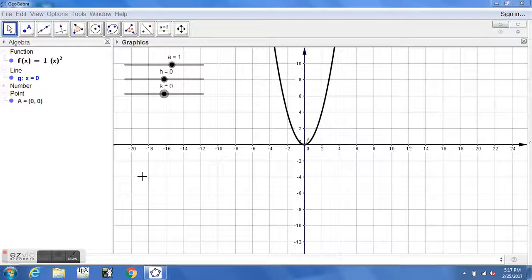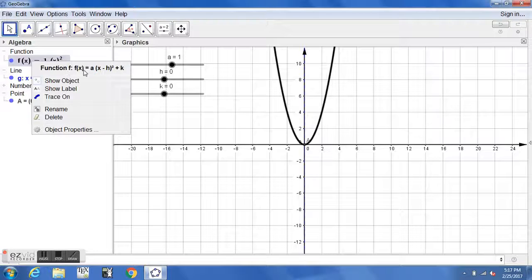Okay, so I'm going to go ahead and explain transformation to a parabola, and I'm going to explain how I have the screen set up first and foremost so you understand what's going on here. Right over here I have a function, f of x equals a times x minus h squared plus k. This is the vertex form of a parabola.